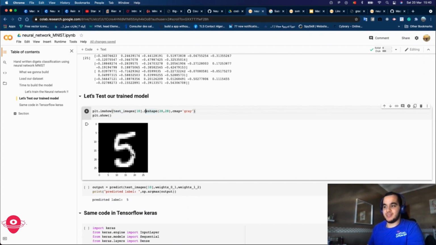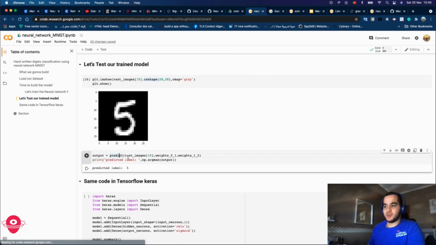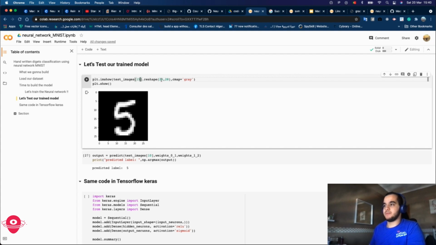So this image, we can see that it is a 5, and let's run our model using this 5 and giving it the trained weight. Let's see what it's gonna get. So you can see it got a 5, a correct label. That's to prove that our network actually learned the pattern behind these 5. So let's try another one, for example.